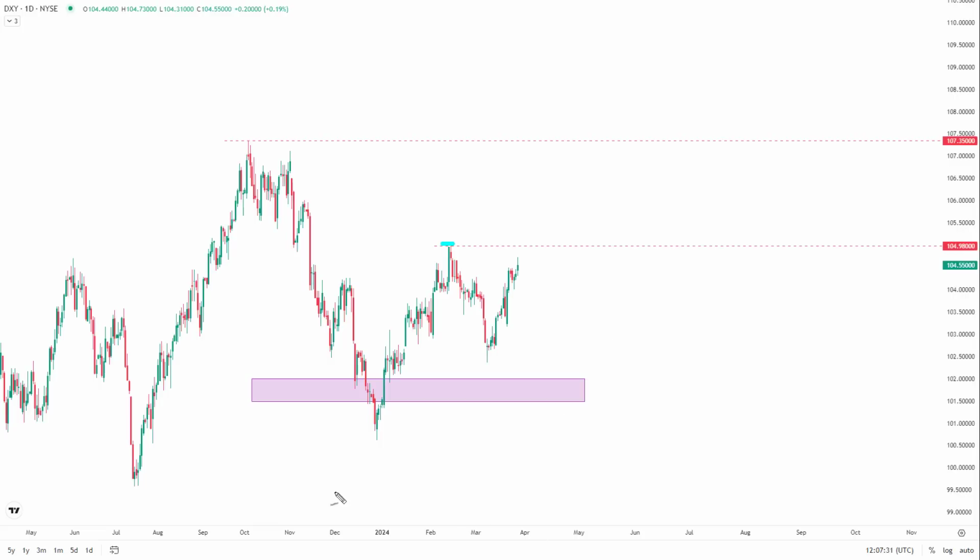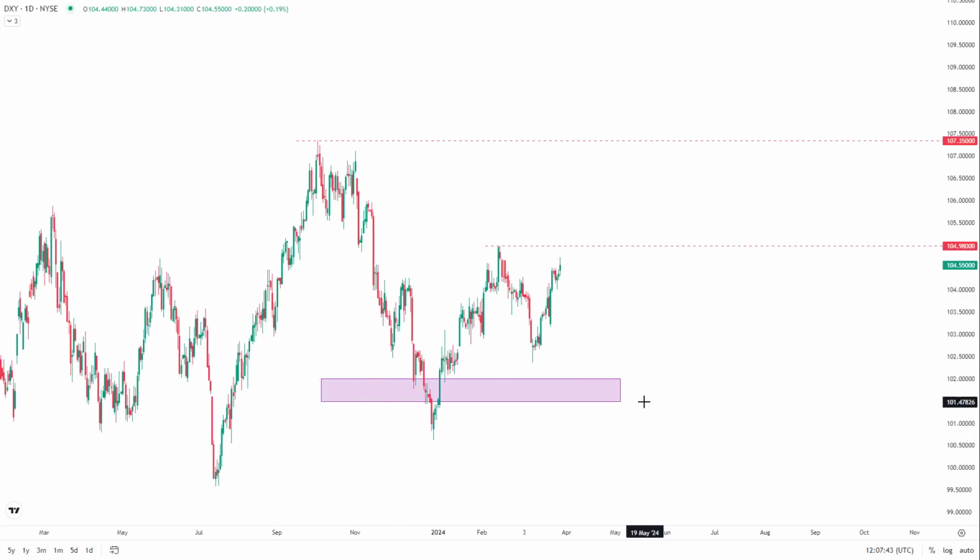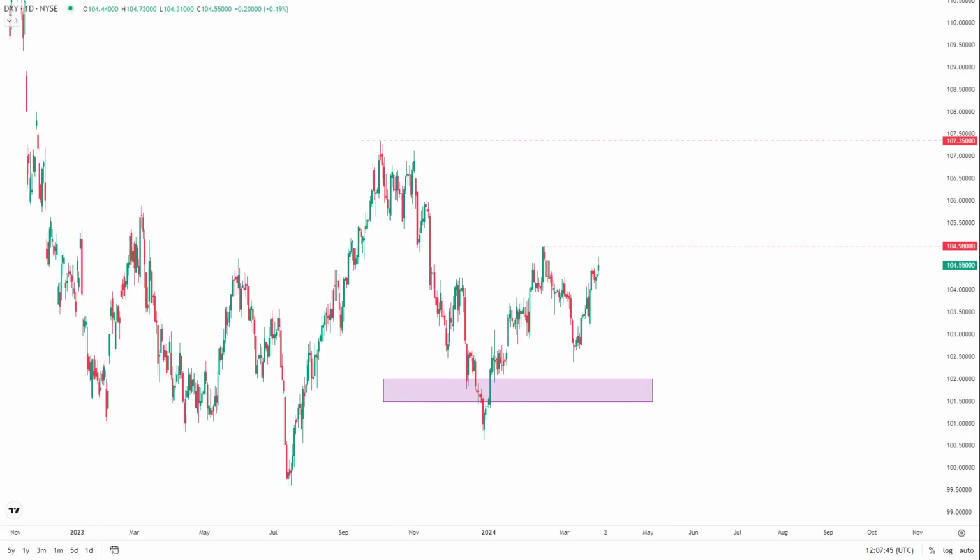Because, well, there's two reasons here. One, we have this kind of inverse head and shoulders. This is the right shoulder if I just zoom out a little bit here. And as I've said in previous videos, there's nothing magical about certain patterns. It's just simply the breakout mechanics kicking in above these areas.